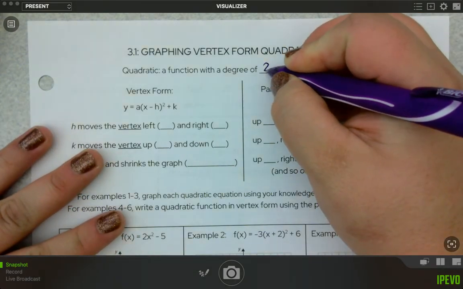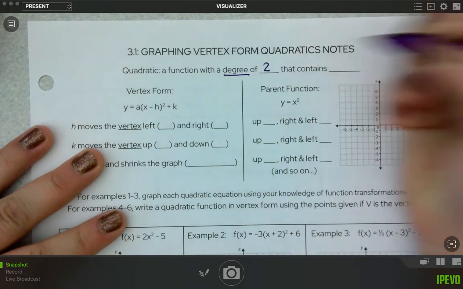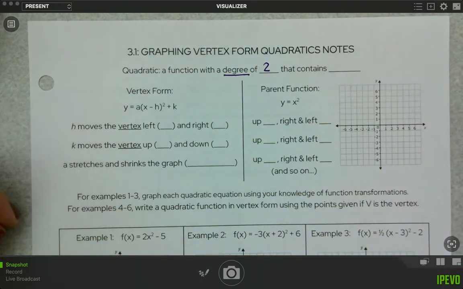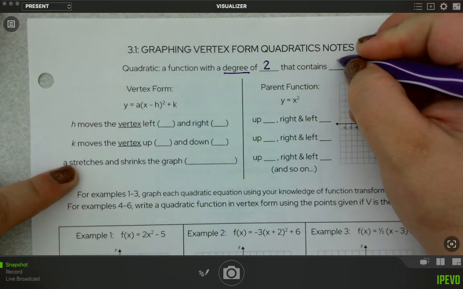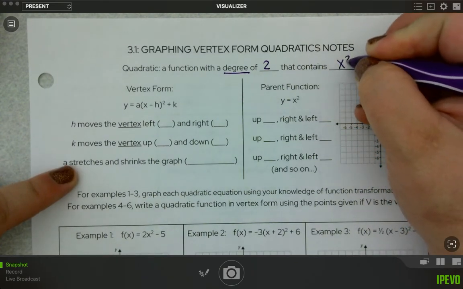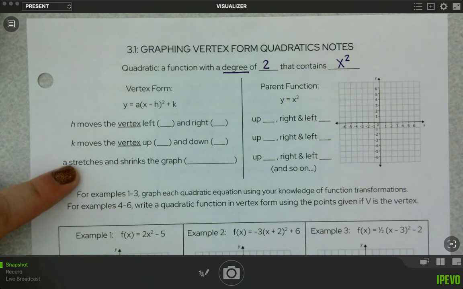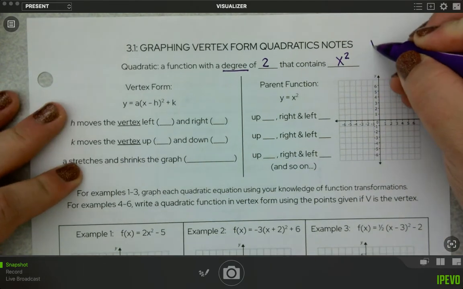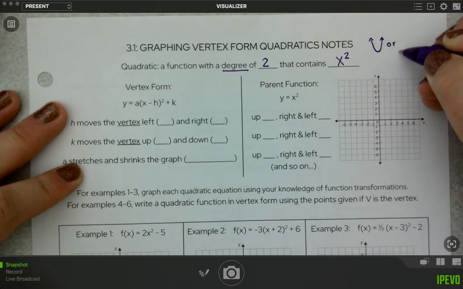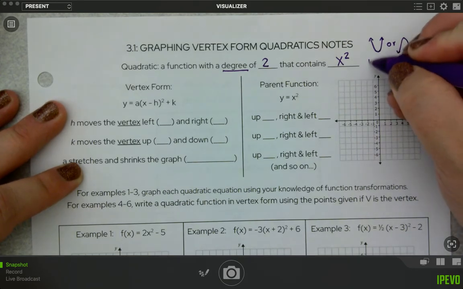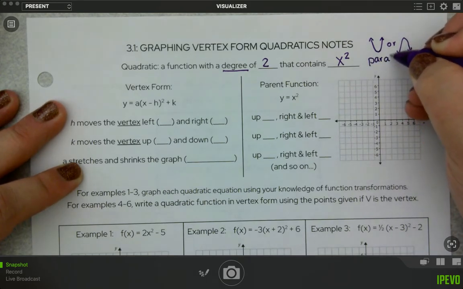And that two is the degree. Degree means what level of exponents we have. So if our level of exponents is 2, that means we have x squared. Okay? And then we're going to graph these. Each graph is going to look either like this or like this. So they're going to be U's. We call those parabolas.